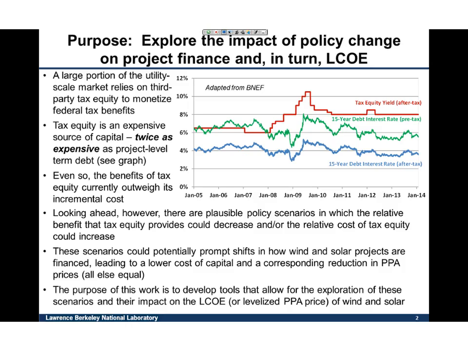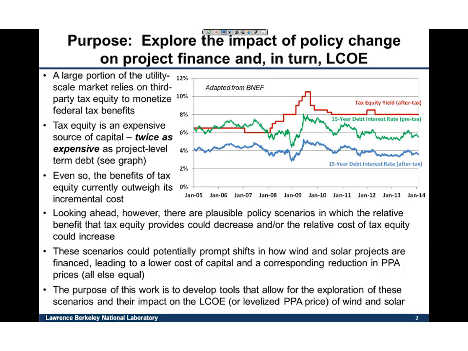This is all well and good except for the fact that tax equity is an expensive source of capital. You can see in the graph here by comparing the red and blue lines, both of which are expressed on an after-tax basis, that tax equity is currently twice as expensive as the project-level term debt that it displaces from the capital stack. Even so, the benefits of tax equity must still outweigh its incremental costs, otherwise no project sponsors would ever choose to use it. But looking ahead, there are a number of plausible policy scenarios in which the benefits of tax equity may no longer outweigh its high cost.